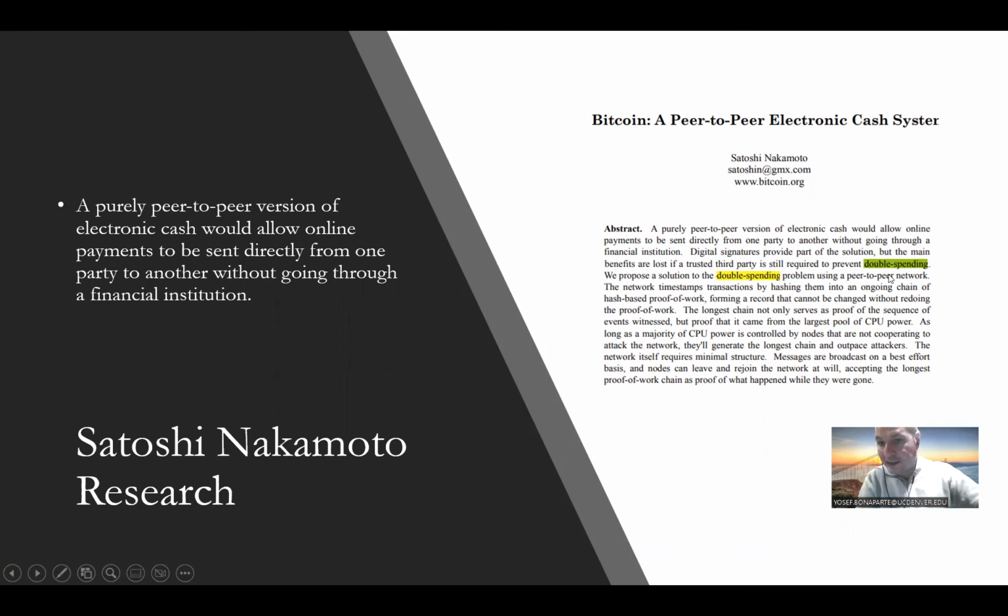The whole idea was double spending. There was crypto money before Bitcoin, in the 80s, and we're going to see that next week when we talk about the history of crypto. But all of them had the problem of double spending. So this person found a way to do eCash with no double spending problem. And the key is a purely peer-to-peer version. A peer-to-peer version of electronic cash would allow online payments to be sent directly from one party to another without going through a financial institution.